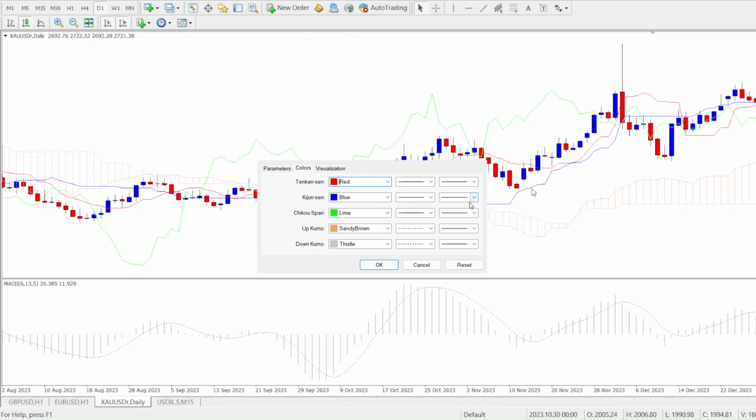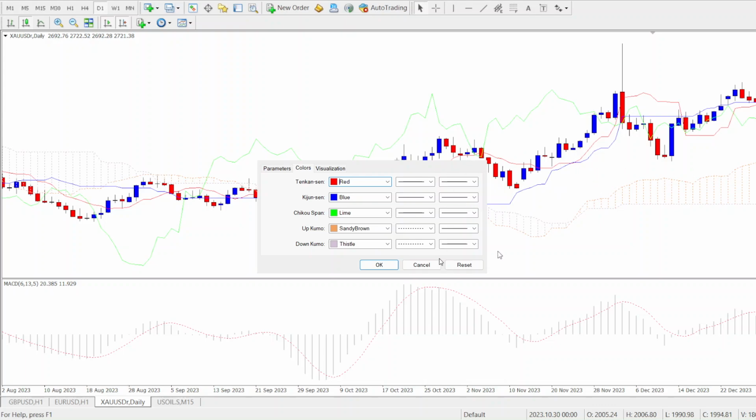And as for the Senkou Span A, which is the up Kumo, right? The up Kumo is the average of the Tenkan Sen and Kijun Sen plotted 26 periods into the future. And then we have the Senkou Span B, or the down Kumo, which is the average of the highest high and the lowest low over the last 52 periods, also plotted 26 periods into the future. Now we have the Chikou Span, which is the closing price plotted 26 periods into the past.